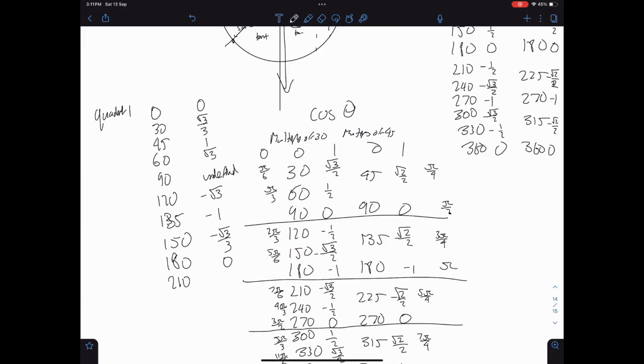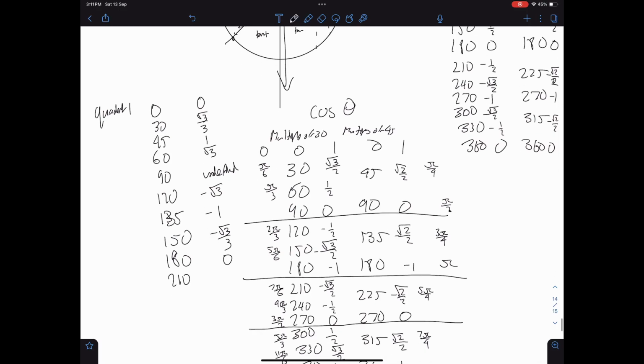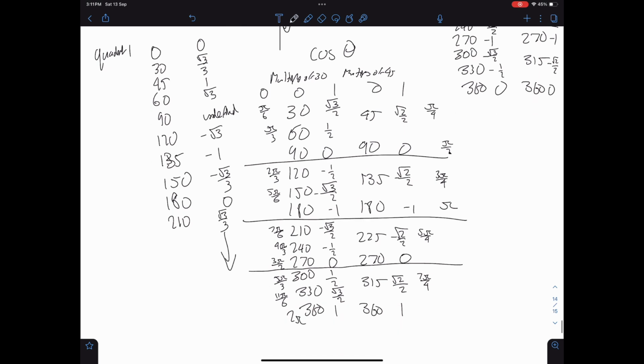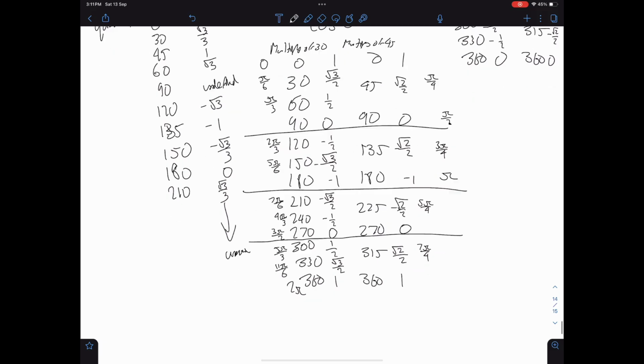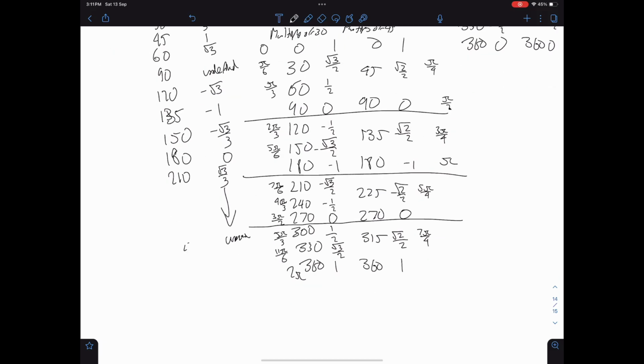That's when tangent becomes positive again. So we start at positive root 3 over 3 and then go all the way up to undefined. That would be at 270 degrees. And then we start to come back down again to 360 degrees, which is at 0.